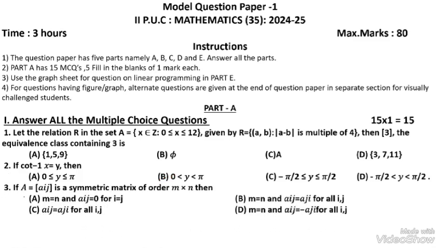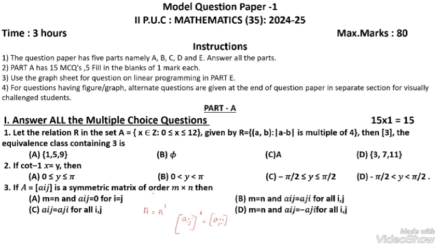Question number 3. If Aij is a symmetric matrix, we already know the definition of a symmetric matrix, that is A equals A transpose. The elements written are both equal. Here I am generally taking the elements Aij. While taking the transpose of this matrix, the rows and columns are interchanged, that is Aji.